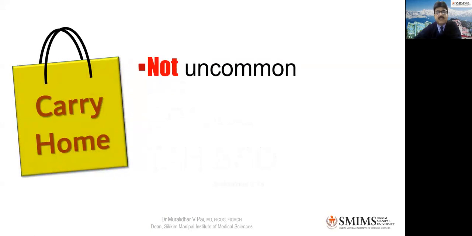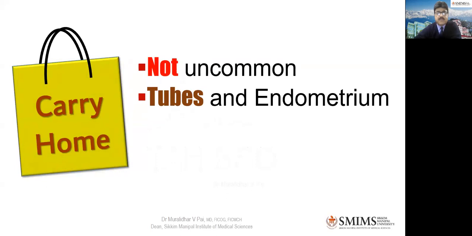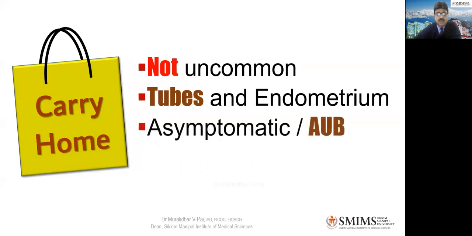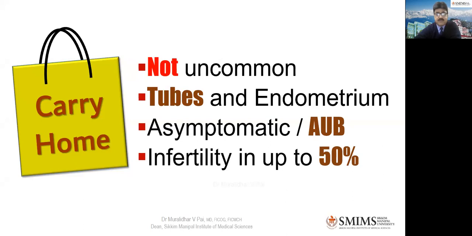Tuberculosis of genital tract is not uncommon. You have to have a high index of suspicion. Tubes and endometrium are the commonest to be affected. Of course, endometrium gets affected from the tubes. It may be asymptomatic altogether. That's why I said you have to have high index of suspicion. If at all, they may present just like AUB, initially hypermenorrhea, later oligo and amenorrhea. Those cases, after they marry, they come to you as infertility in up to 50% of cases.